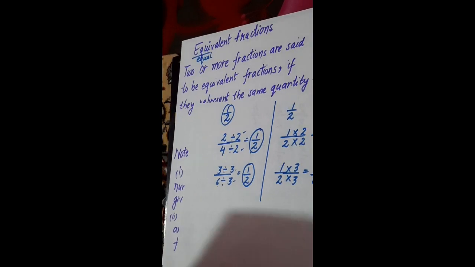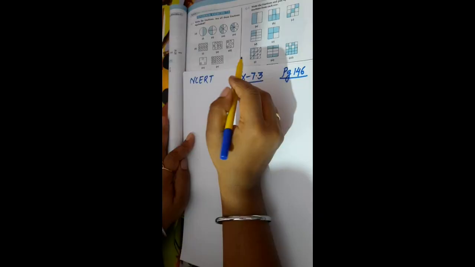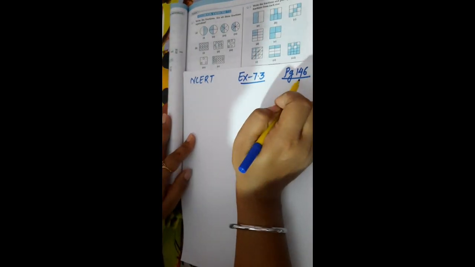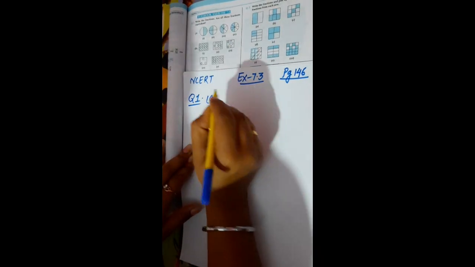So let's start our exercise. Our exercise is 7.3, which is on page number 146, and we have to solve the first and second questions in the book. Now the first question: figures are given to you. Firstly, you have to write the fractions. Then you have to find whether all these fractions are equivalent. Here first we have part A.